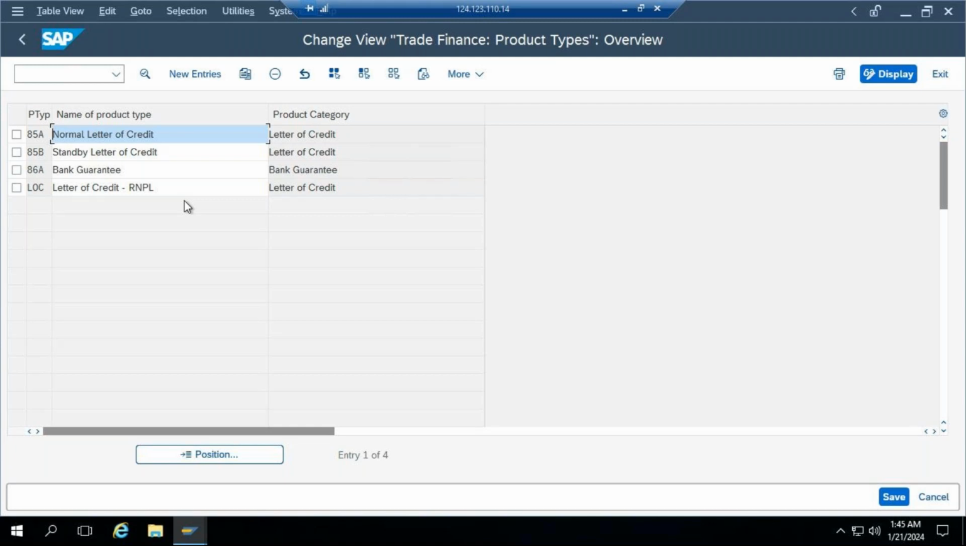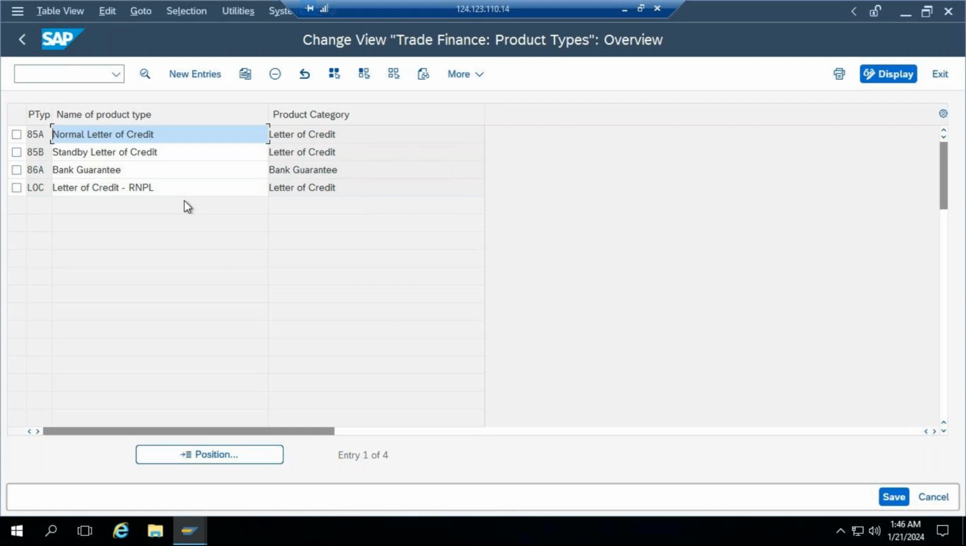Now, what is a standby letter of credit? Sometimes your supplier says, no, I do not agree with that. If it fails to make the payment, I need a separate sort of LC, let's say a standby letter of credit. What is that? In the standby letter of credit, the bank will give an additional assurance when you buy it. Let's say if I fail to make the payment, then the bank will make the payment. That is the additional line which they will write in the standby letter of credit.